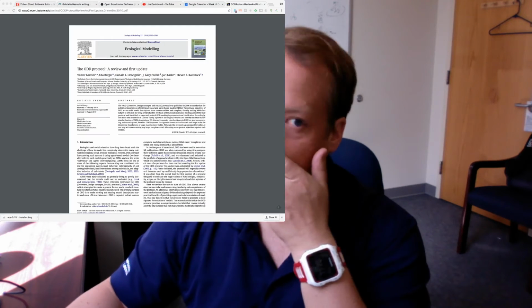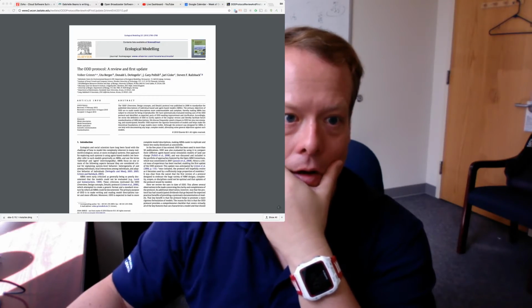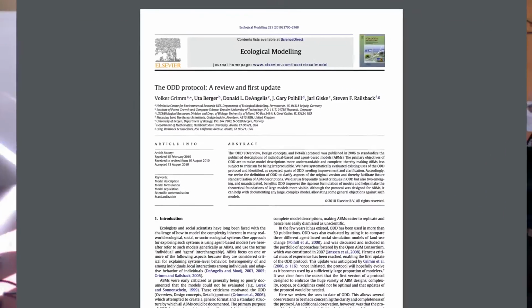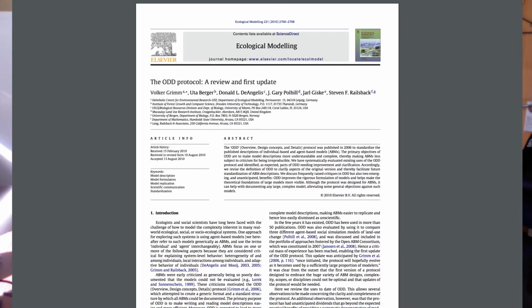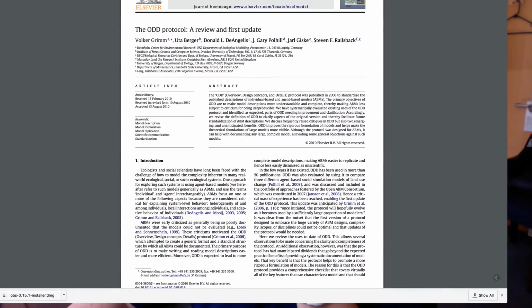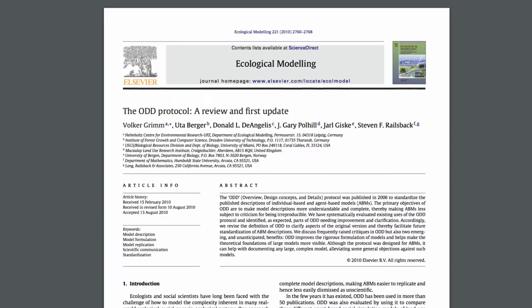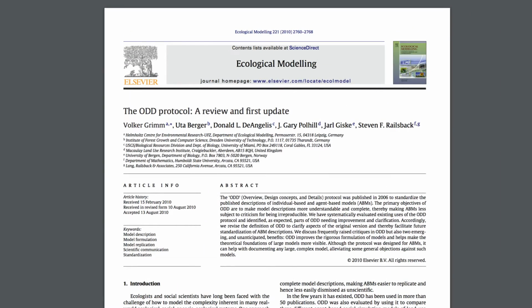So let me bring up a picture of, this is not the original paper, but it is a prominent picture in this space, right? Trying to find the right one. Make sure I get it right. Ah, there it is. Okay. So this is a prominent paper about the ODD protocol, right?